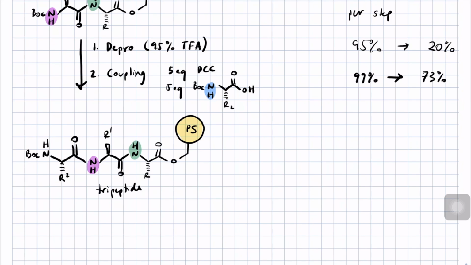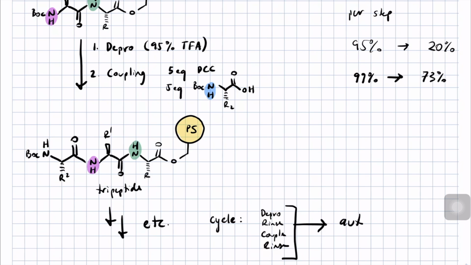And now it's just a question of how many amino acids you want to add on with iterative cycles of deprotection, rinse, couple, rinse. And you can make peptides that are 30 or more residues by this method. Because it occurs iteratively, the method is amenable to automation.